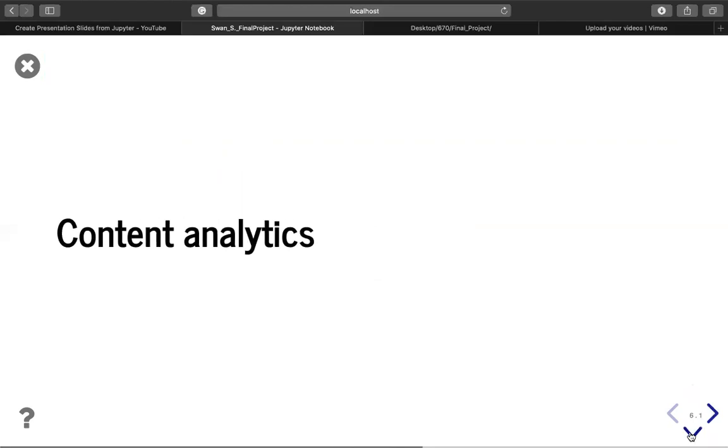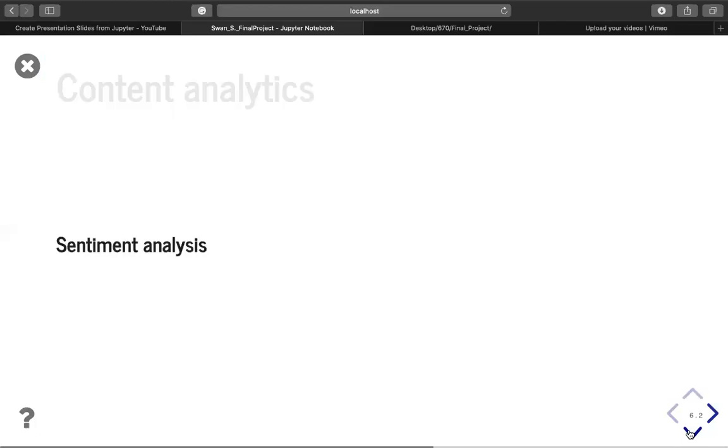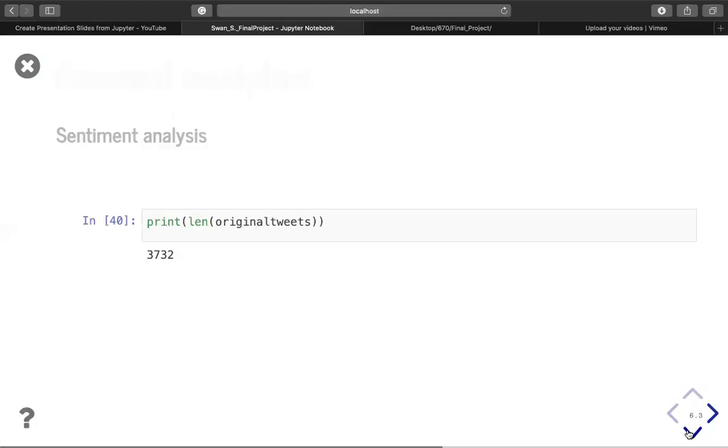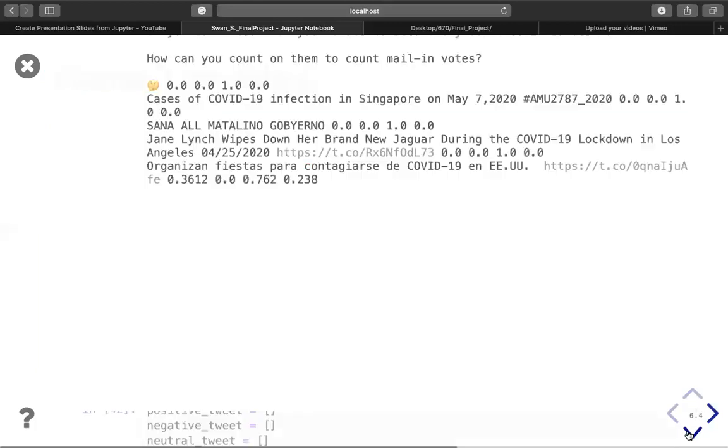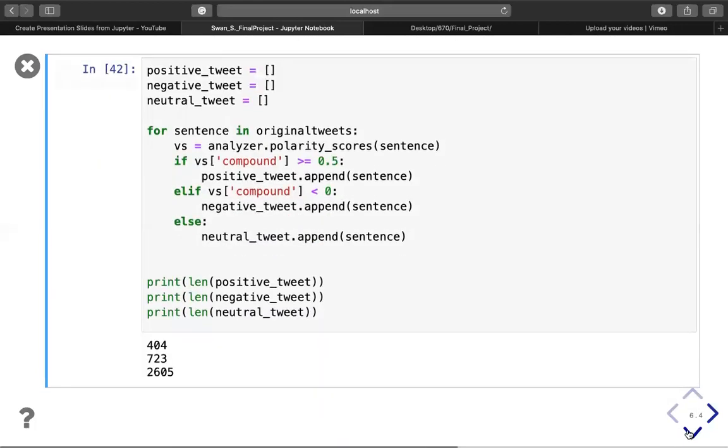So next I moved on to content analytics. I think this would have been a little bit more useful. I didn't quite gain enough insight from descriptive analytics. So I first started off with sentiment analysis. We're using the original tweets here, and we're just going to discern between positive, negative, and neutral tweets.